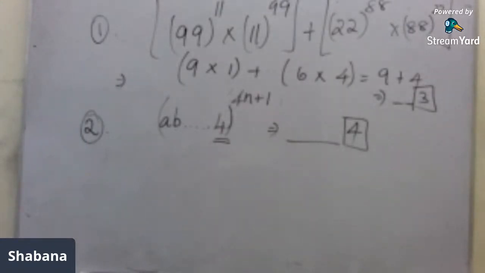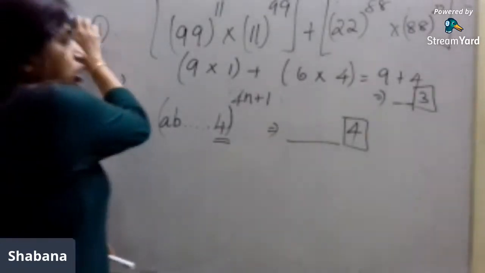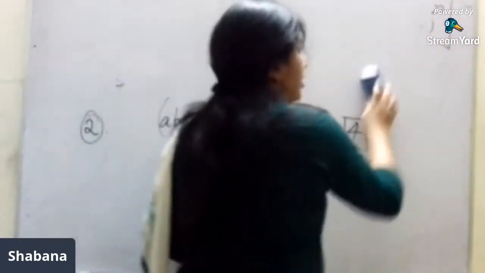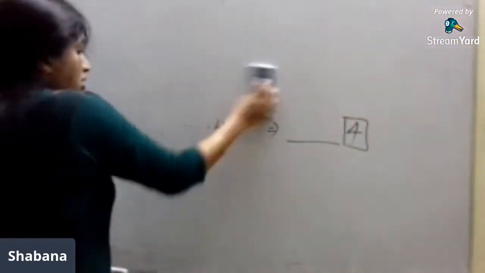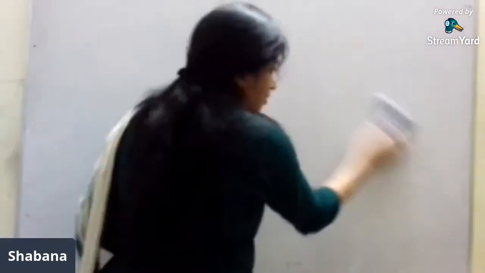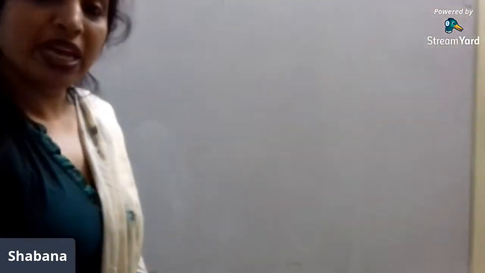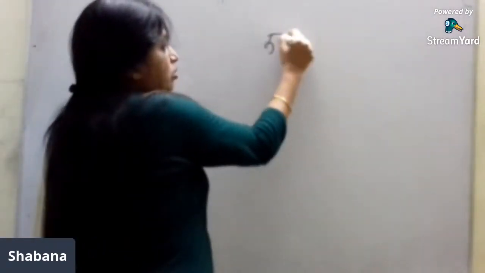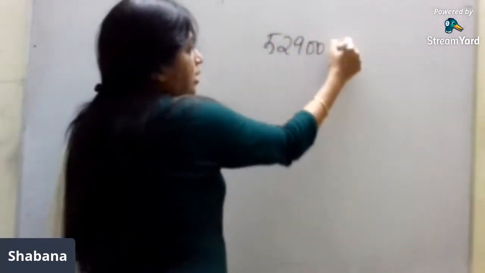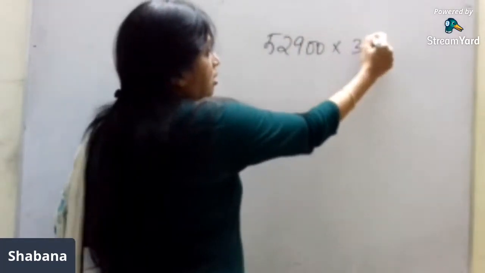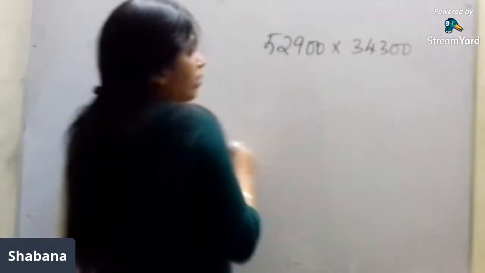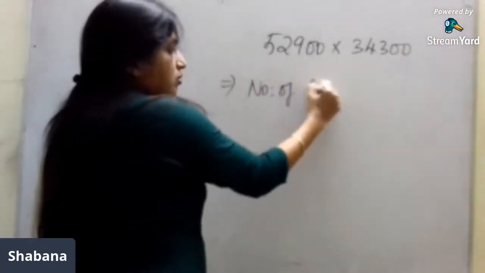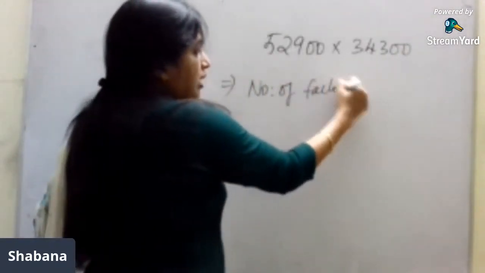Okay, so actually speaking, you have a lot of problems like this. Numbers is a very, very huge concept, where most of the competitive exams and campus placements will play with numbers. Let's say you have a number like this, 52,900 into 34,300. Okay, find the number of factors for it.